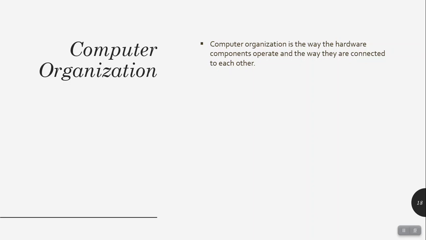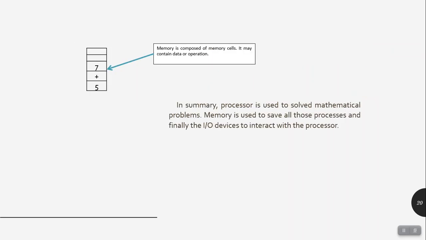Okay, so there's a designated part of the computer that should do this task. So it is composed of the I/O devices, memory system, and a processor. So in summary, the processor is used to solve mathematical problems. Memory is used to save all the processes, and finally the input and output devices interact with the processor. So this is just a simple calculator.